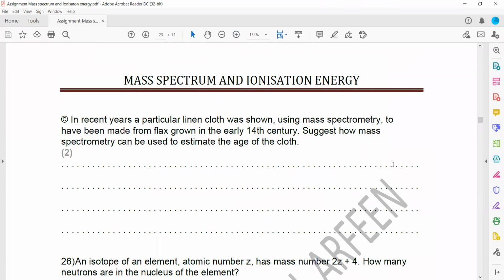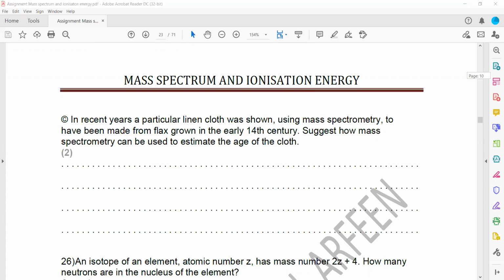In recent years, a particular linen cloth was shown, using mass spectrometry, to have been made from flax grown in the early 14th century. Suggest how a mass spectrometer can be used to estimate the age of the cloth. So how can this mass spectrometer be used to estimate the age of the cloth?